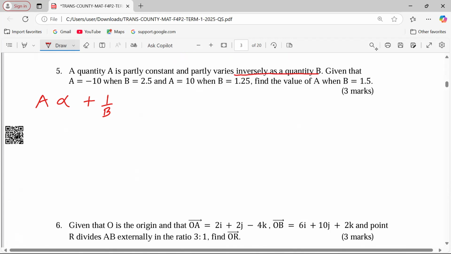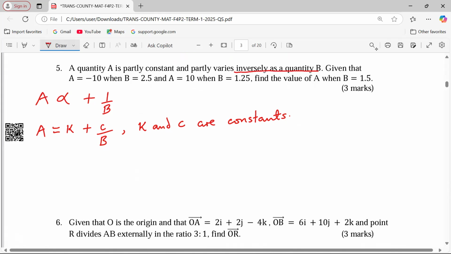At that point now, we can say that quantity A, we do away with the symbol of proportionality. This one is called the symbol of proportionality. So we do away with it and we introduce an equal sign, then 2 constants. So partly constant and partly as the inverse of B. So we introduce another constant multiplied by the reciprocal of B, which becomes C over B. In this case, K and C are constants.